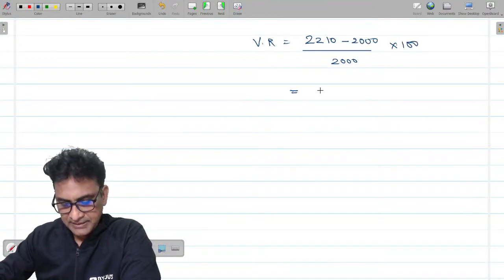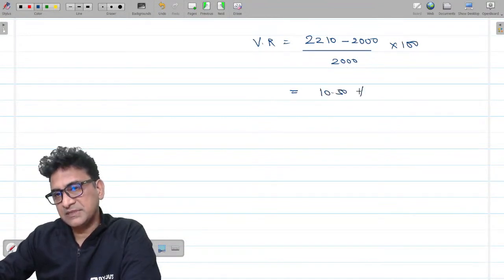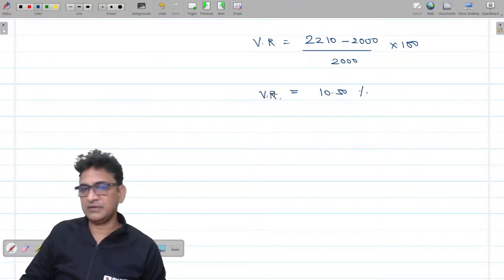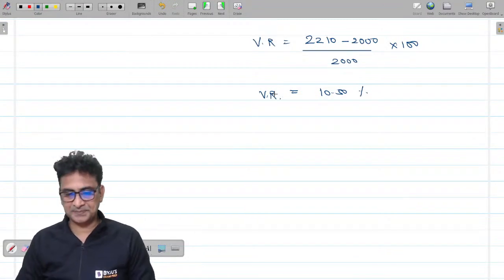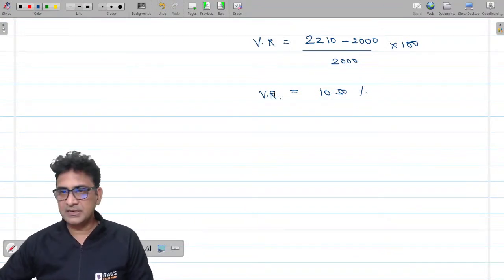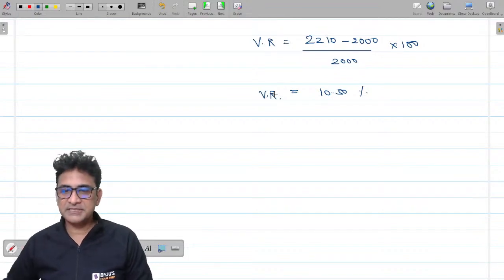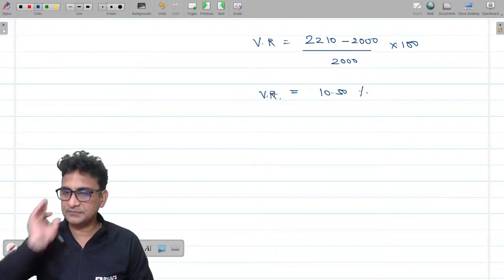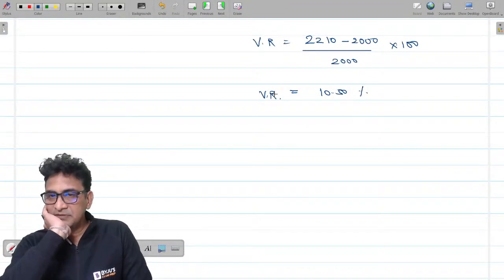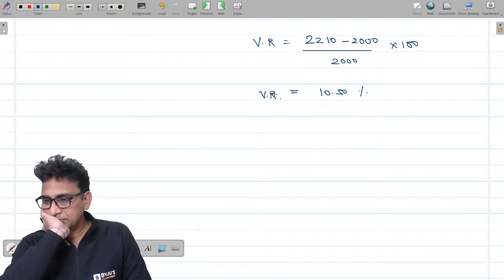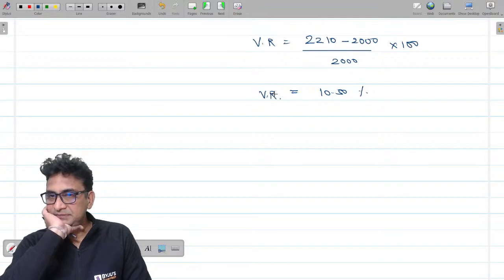If you calculate, you will get 10.50%. So the voltage regulation of the alternator is 10.50%. Clear? So where are you committing the mistake? Where are you committing the mistake? To find the value of ZS.